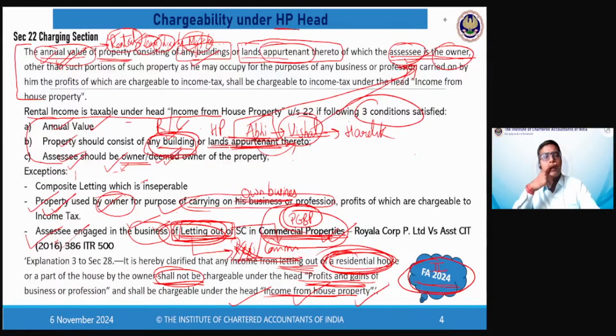Vedant is asking, like, if TCS gives whole TCS plant to Reliance. Yes, Vedant, this will be which head? It will be PGBP head.